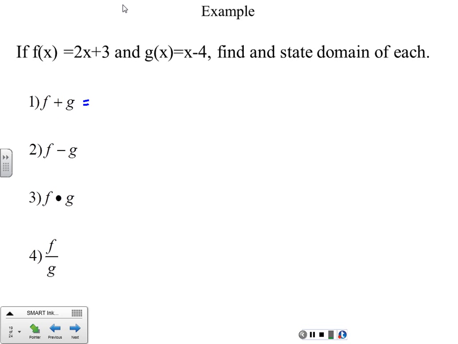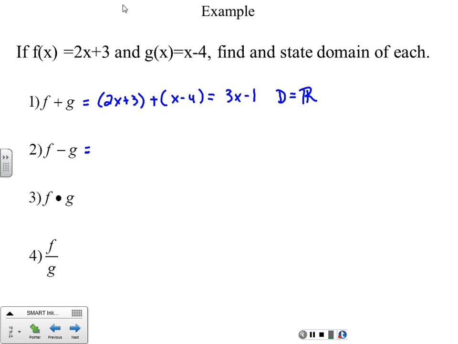F plus g is going to be 2x plus 3 plus x minus 4. Combine your like terms and you're going to get 3x minus 1. What is the domain? Oh, yay. All real numbers. There's no fraction. It is not a fraction and it is not a radical. Therefore, it's all real numbers.